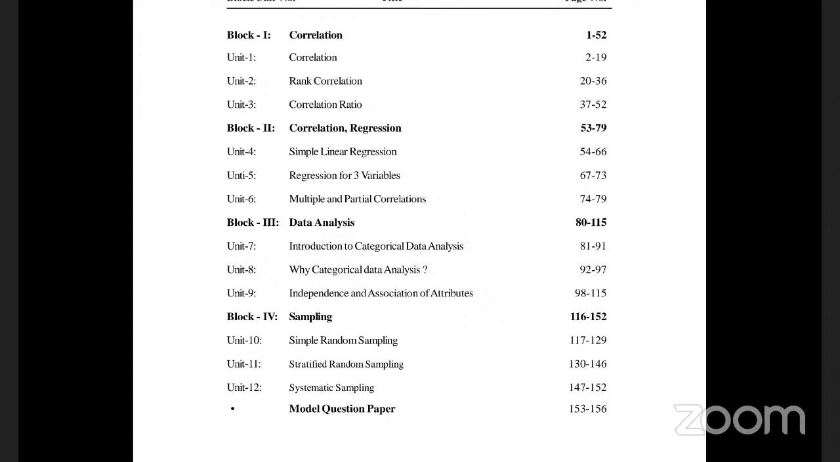Now in the Blackboard, sampling means simple random sampling. When the sample data is the biggest, we cannot analyze it all at a single time. At that time we select randomly and analyze. That is one technique, called simple random sampling.